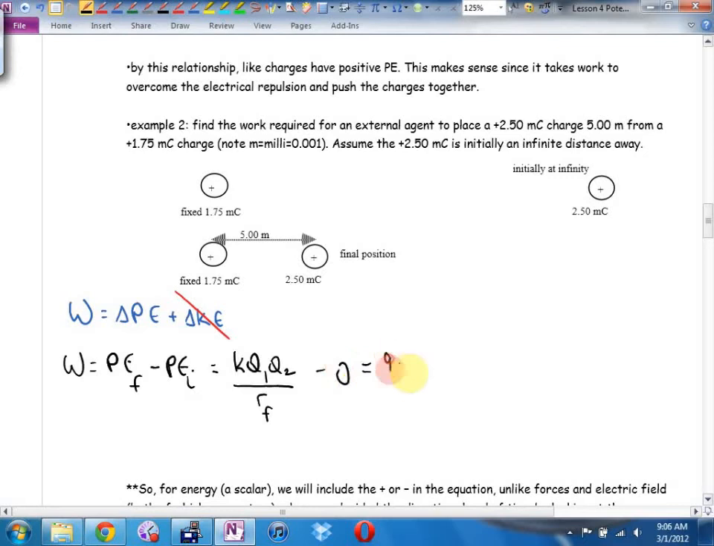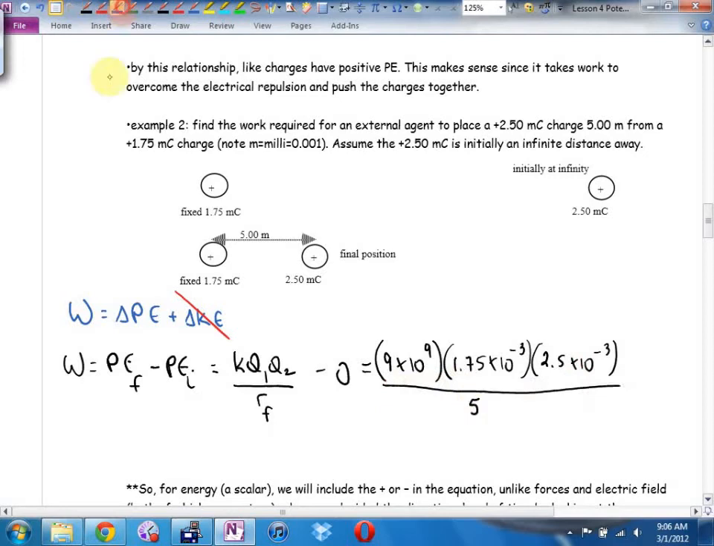So it's going to be 9 times 10 to the ninth, 1.75 times 10 to the negative 3, 2.5. They're both positive, so I am mentally putting the positive signs in here. It's just we don't write positive signs. 2.5 times 10 to the negative 3, all over 5. How much work would it take to move that charge out from infinity to within 5 meters of this fixed charge? Fixed means it's not moving. If they're both moving, we need calculus and can't handle it.